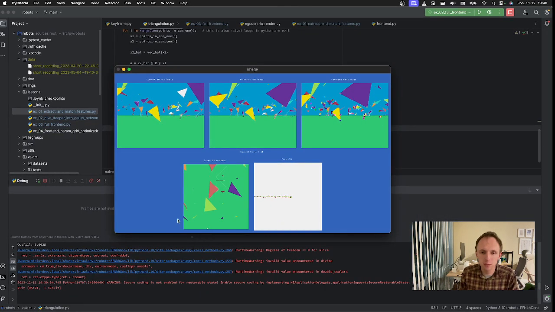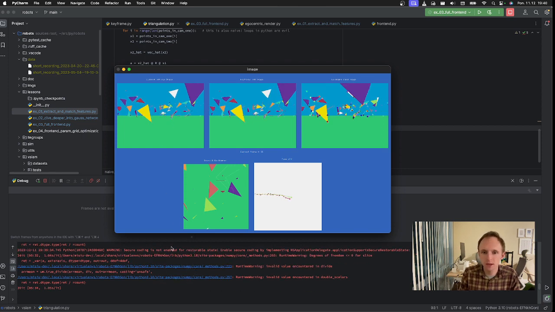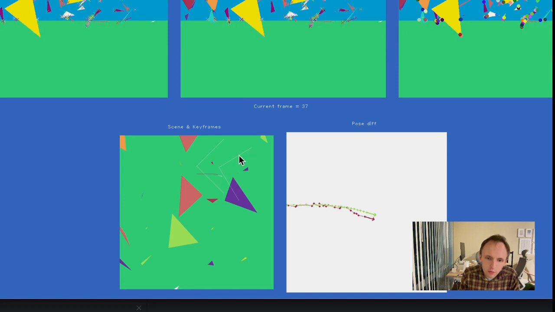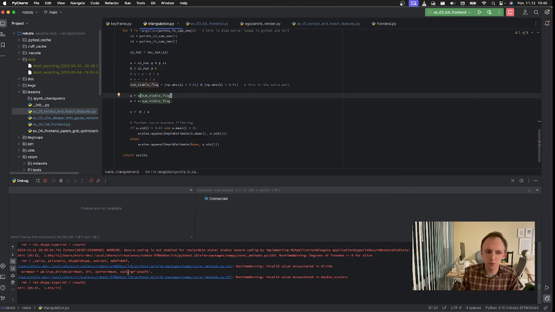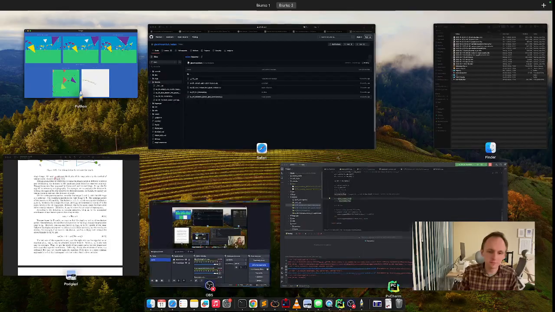So next time we work on Gauss-Newton and figuring out the movement of all of those, and how to optimize, how to figure out where the pose is given the movements of the points in the keyframe. Oh, here's another keyframe. Nice. All right, that's it. Hope I didn't forget anything. See you.